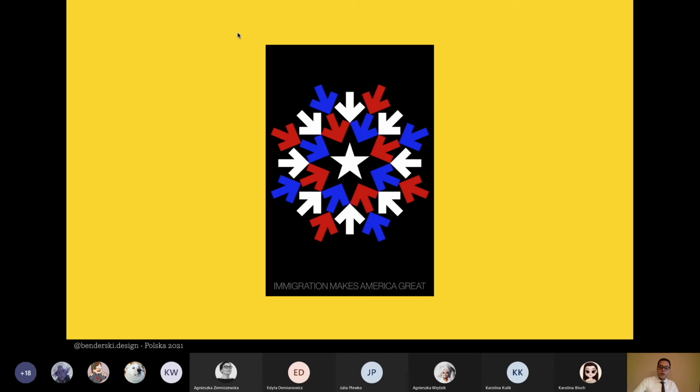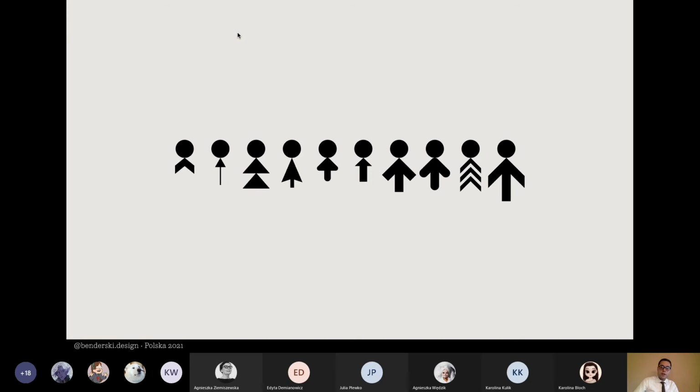Let's talk about this one. This one is about immigration in the United States. This poster was designed when Trump took power. And the United States, as Uruguay, is a country that was built by immigrants. And we know that immigrants, or people that migrate, can be represented by arrows.